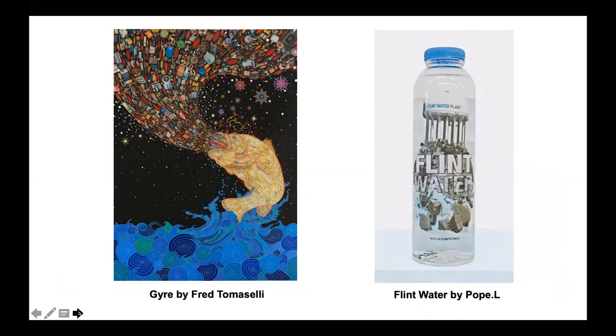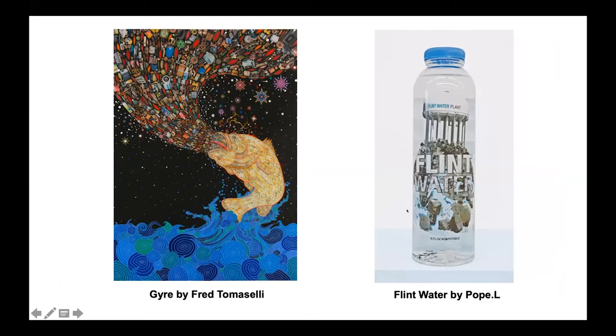And the consequence of this is not limited to our fellow species. Here you see Gyre by Fred Tomaselli, which is this dramatic vision of a fish regurgitating all of these plastics. If you do a Google search for how much plastic you can find in the fish that we eat, you will find it is a large amount. So we are ingesting massive amounts of plastic.